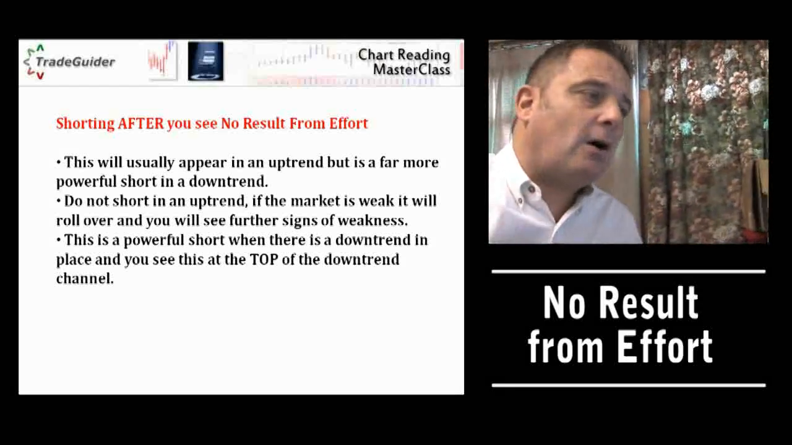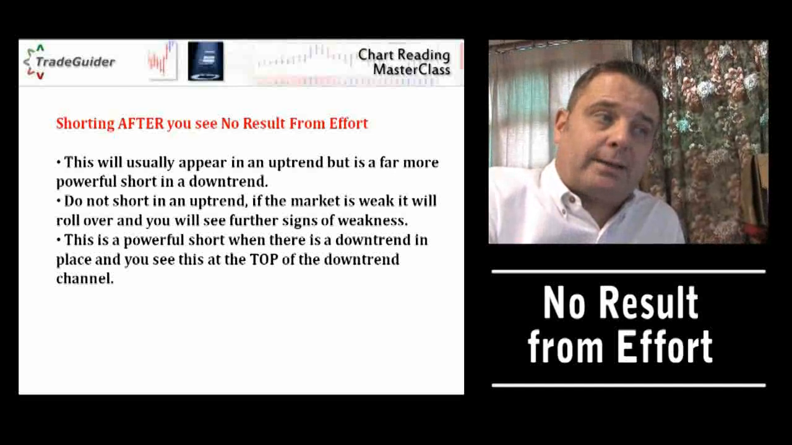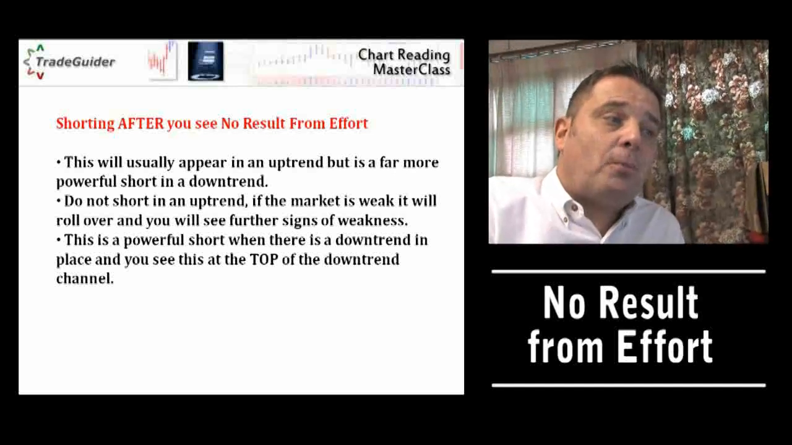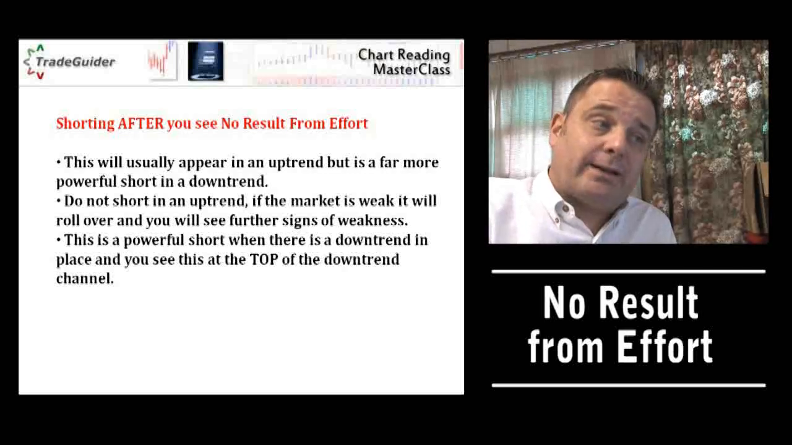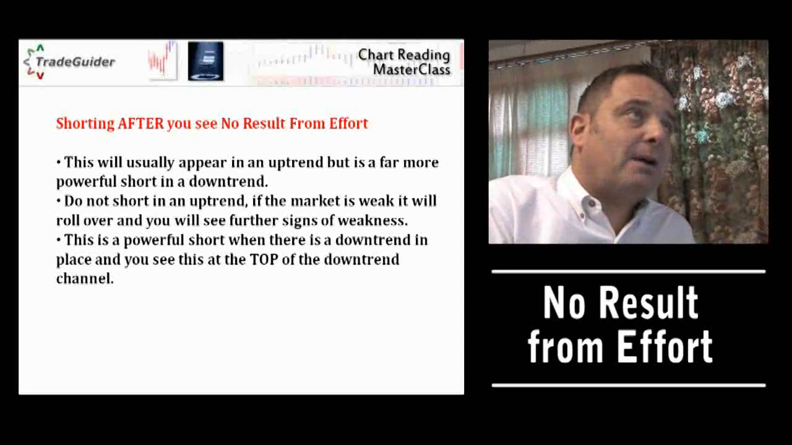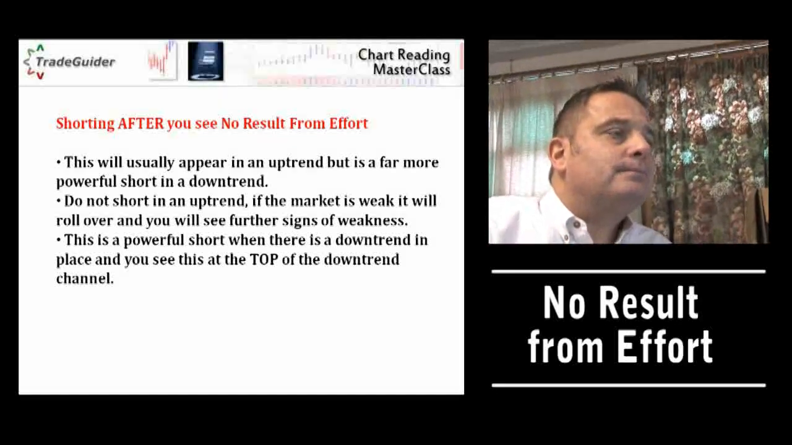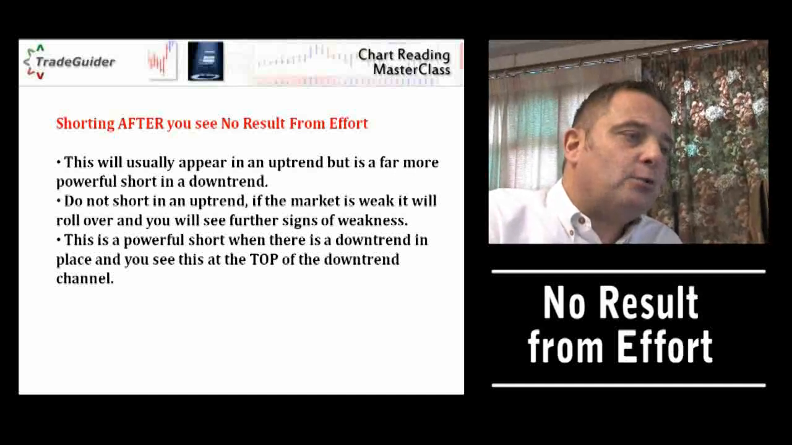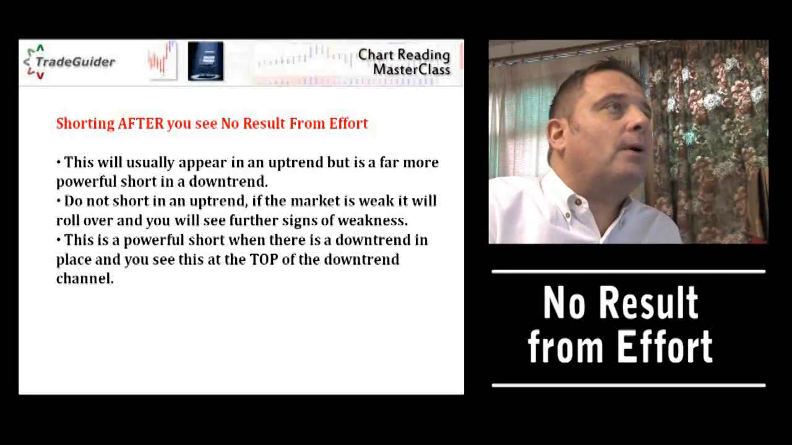So, shorting after you see no result from effort. This will usually appear in an uptrend, so be careful. But it's far more powerful when you see it in a downtrend. Do not short in an uptrend. Really don't want to do that. If the market is weak, it will roll over, as we've seen in the mushroom, and you will see further signs of weakness. This is a powerful short when there is a downtrend in place, and you see this at the top of a trend channel.